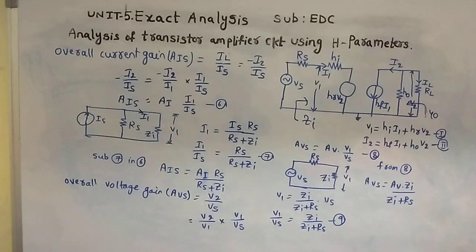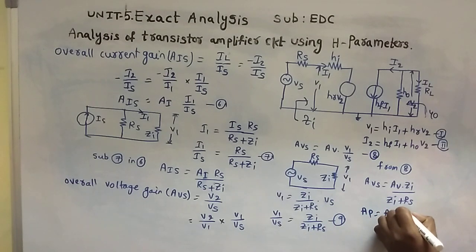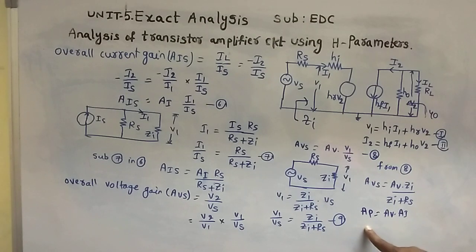Similarly you can find another parameter, that is power gain. Power gain is equal to voltage gain into current gain. Last parameter, power gain is equal to voltage gain into current gain. Already we derived the voltage gain and current gain formulas. If you multiply these two, then you'll get power gain. This is the overall exact analysis for the transistor amplifier.